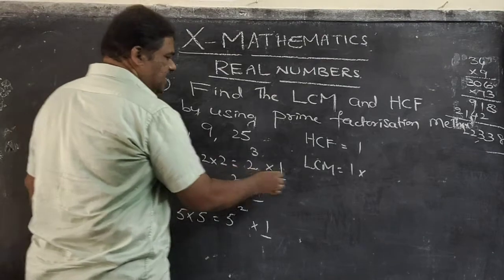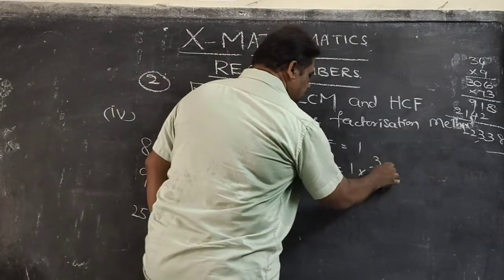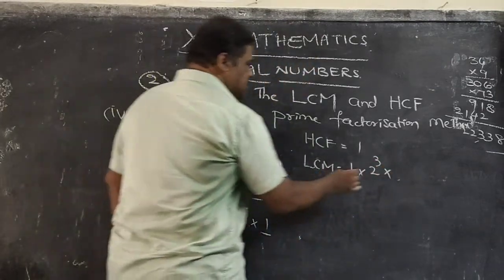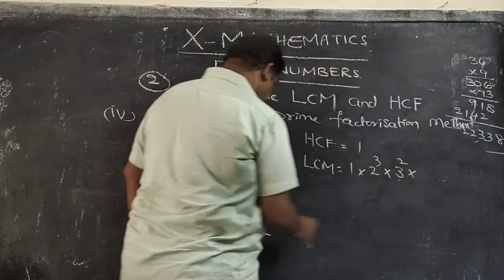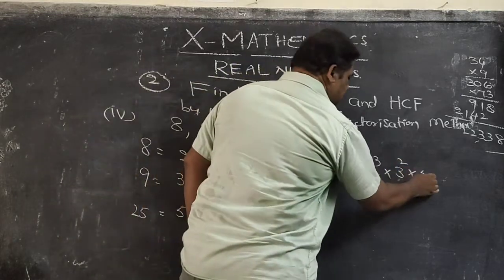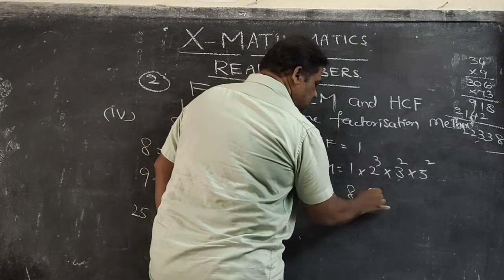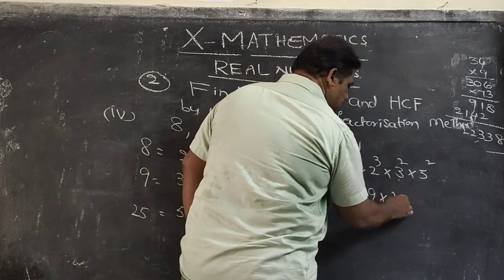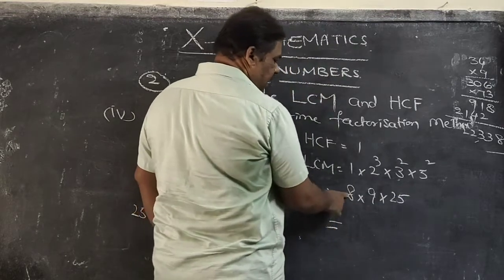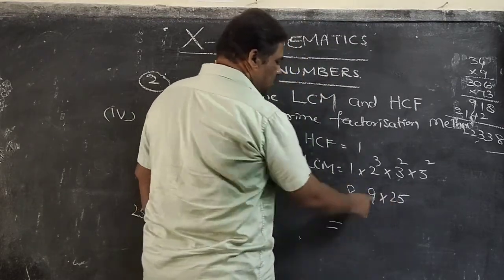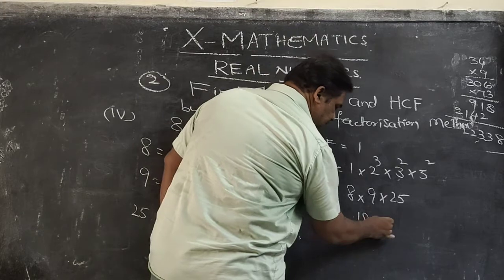Here remaining factor is 2 cube. Here remaining factor is 3 square. Here remaining factor is 5 square. 2 cube is 8. 3 square is 9. 5 square is 25. 8 into 25 is 200. 200 into 9 is 1800.